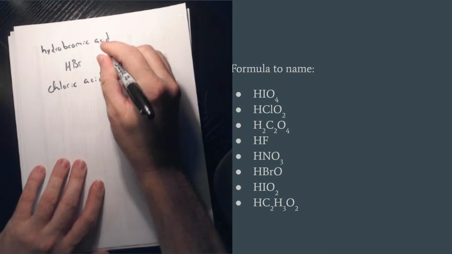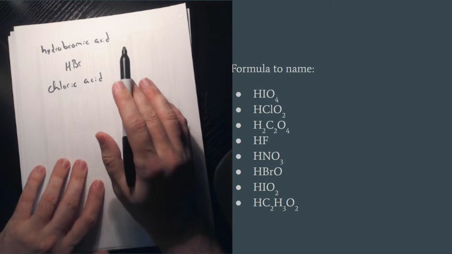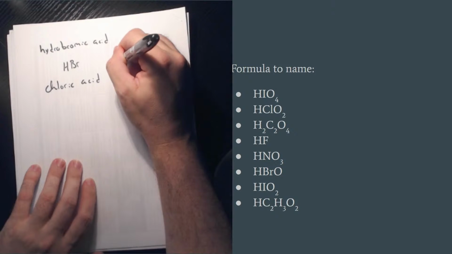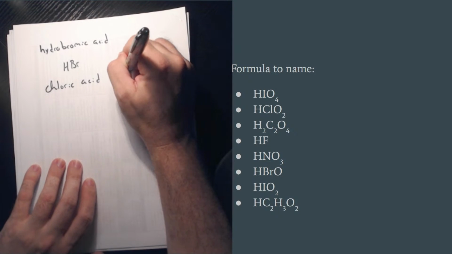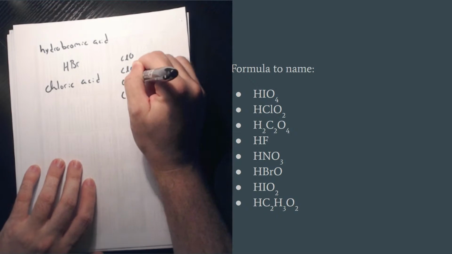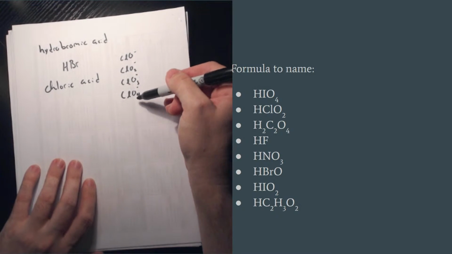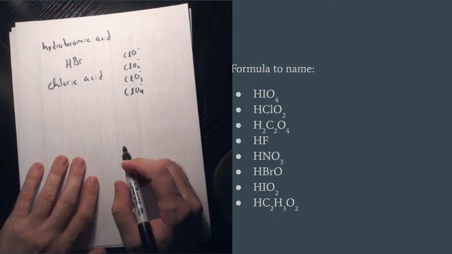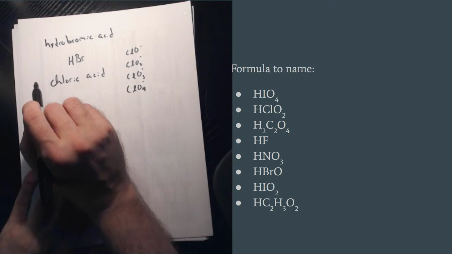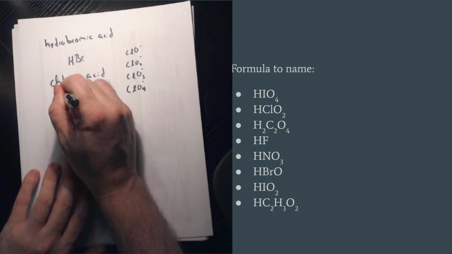Chloric acid, no hydro, so this is a polyatomic ion. Ic means it ends in ATE, so we're looking at chlorate. Okay? So remember, for those, you have a series of 4. Hypochlorite, chlorite, chlorate, perchlorate. Each one of them has a 1 minus charge. So chloric acid, ic, means ATE, so it's ClO3. It has a 1 minus charge, so monoprotic acid.